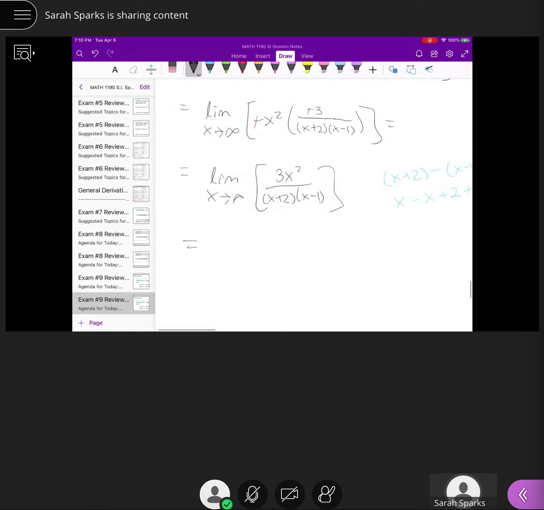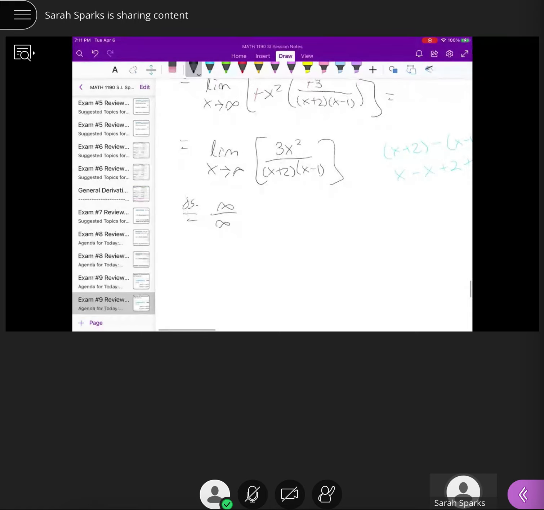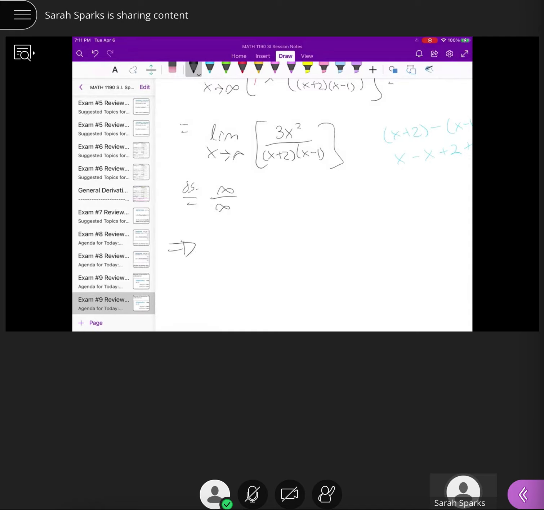So when we're at this point, we say, okay, let's use direct substitution and see what we get. If we plug in infinity, we still get infinity over infinity, meaning we still have to use L'Hopital's rule again. But this time we don't have to use that nasty 1 over x. We can just use regular derivatives. So we get the limit as x goes to infinity of d dx of 3x squared divided by d dx of x plus 2 times x minus 1.